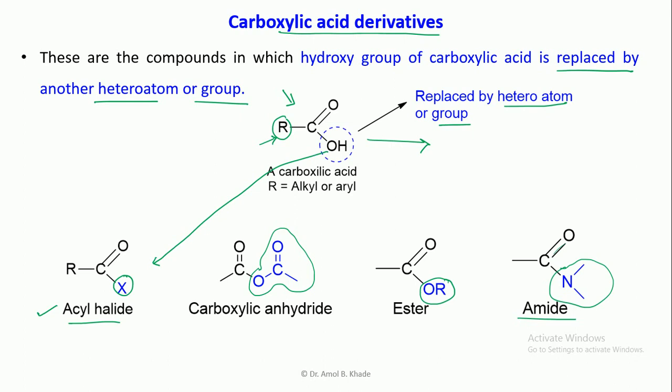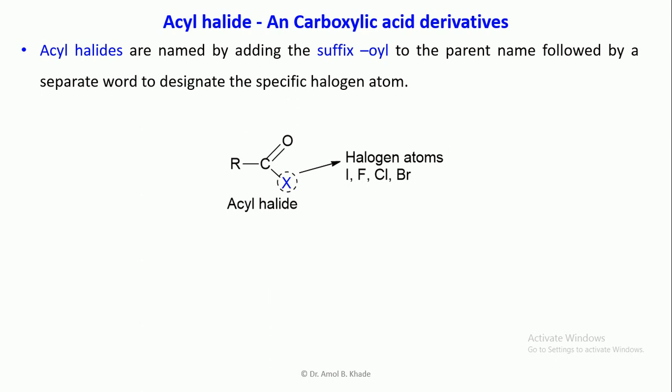So we should be able to know how we can name these compounds. Okay, so we'll start one by one. First we will see the acyl halides. What are acyl halides? Acyl halides are the compounds in which the hydroxyl group is replaced by a halogen atom. It could be iodine, fluorine, chlorine, or bromine.